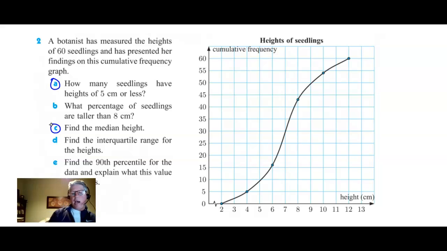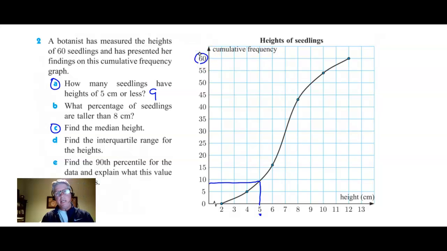So A, how many seedlings have heights of 5 centimeters or less? So here we're given the height. So here's at 5. So I'm going to go up 5 and then over. Maybe I say that's 9. Mr. Sayers, I said 8.738. Great. That's awesome. If you're in the ballpark, you're doing it right. So I'd say 9 have 5 or less. Okay, so we have a total of 60.